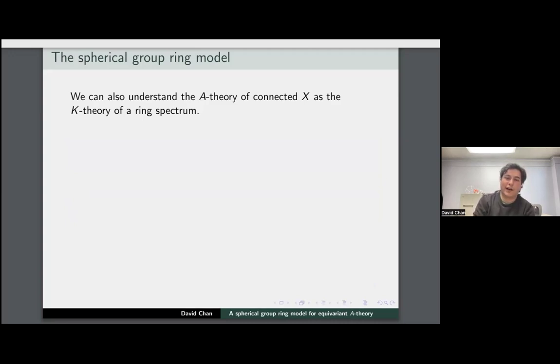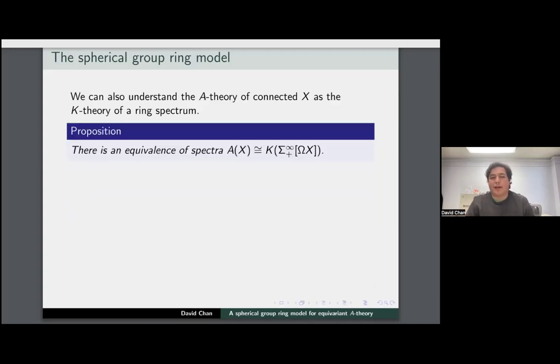We can give a different model for A theory. We can also understand it as the K theory of some ring spectrum that we associate to X. So I'm going to put up this proposition, and then I'm going to explain what is going on because there's maybe a lot of symbols here. On the left, we have the A theory of X. That's the K theory of retractive spaces as we've defined it. And then on the right, we do the following thing.